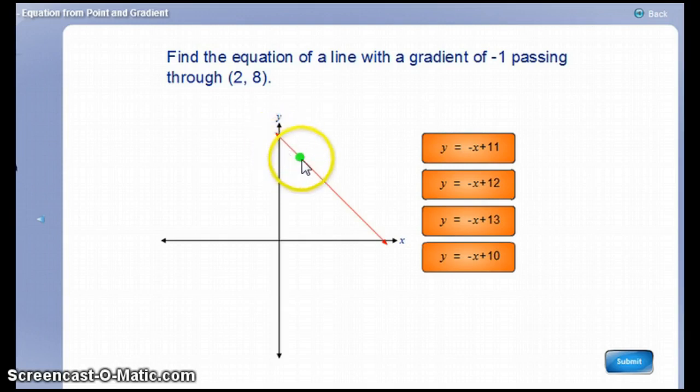Well, how did I know? Well, that's because I'm at x equals 2. So I've got to go 2 lots. 1 across, 1 up, 1 across, 1 up. So I'm at y equals 8. 1 across, 1 up, I'm at 9, 1 across, 1 up, I'm at 10. So the correct equation will have a minus 1 in front of the x. Remember, the minus sign is okay. And a 10.